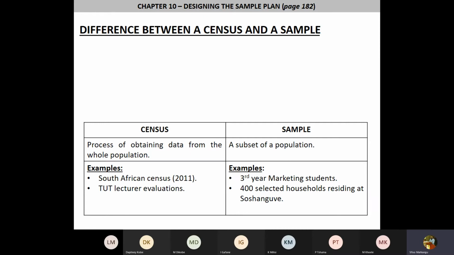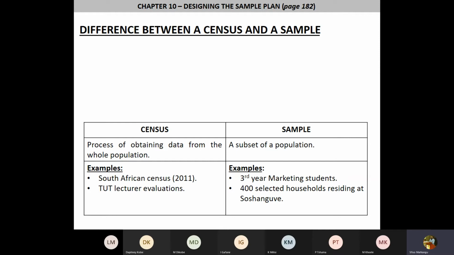Another example that the slide is referring to is the TUT lecturer evaluations. Usually when you conduct TUT lecturer evaluations, a lecturer will be scored or rated by students, and those who qualify to rate the lecturer are the students that are taught by the lecturer. And we usually don't select only a specific number of students to complete those evaluations. We aim that every student that qualifies should be part of the respondents and complete the questionnaire. And that is a census in a way, because we are aiming to interview everyone who qualifies or who is part of the population. So that's the difference between the three terms that are used here.